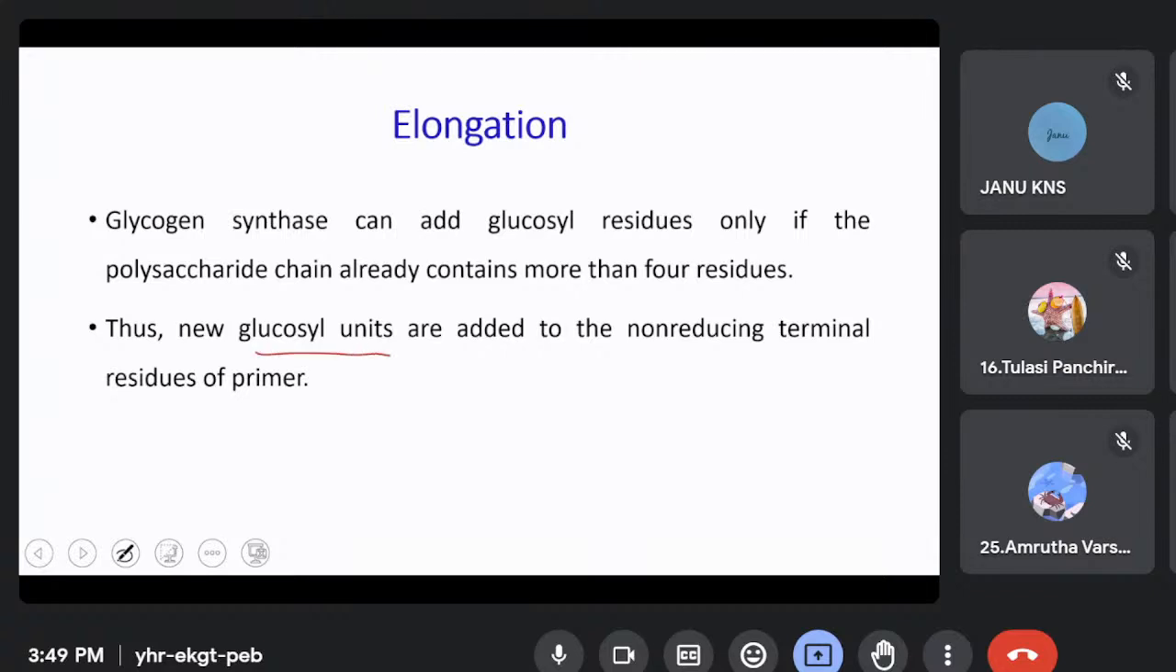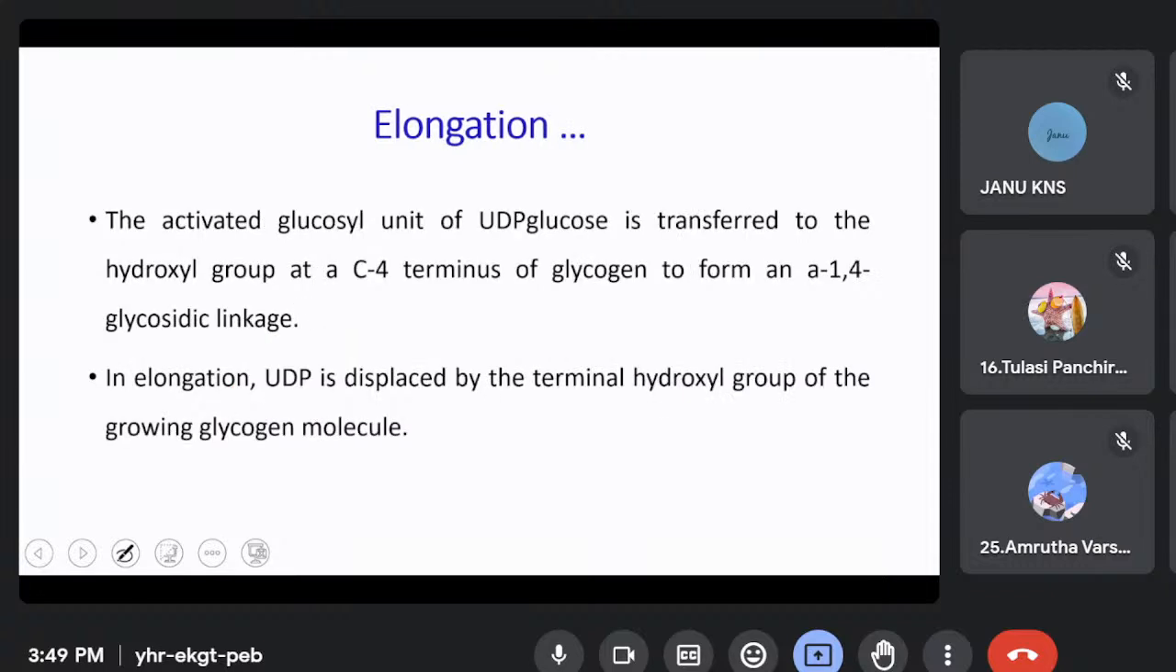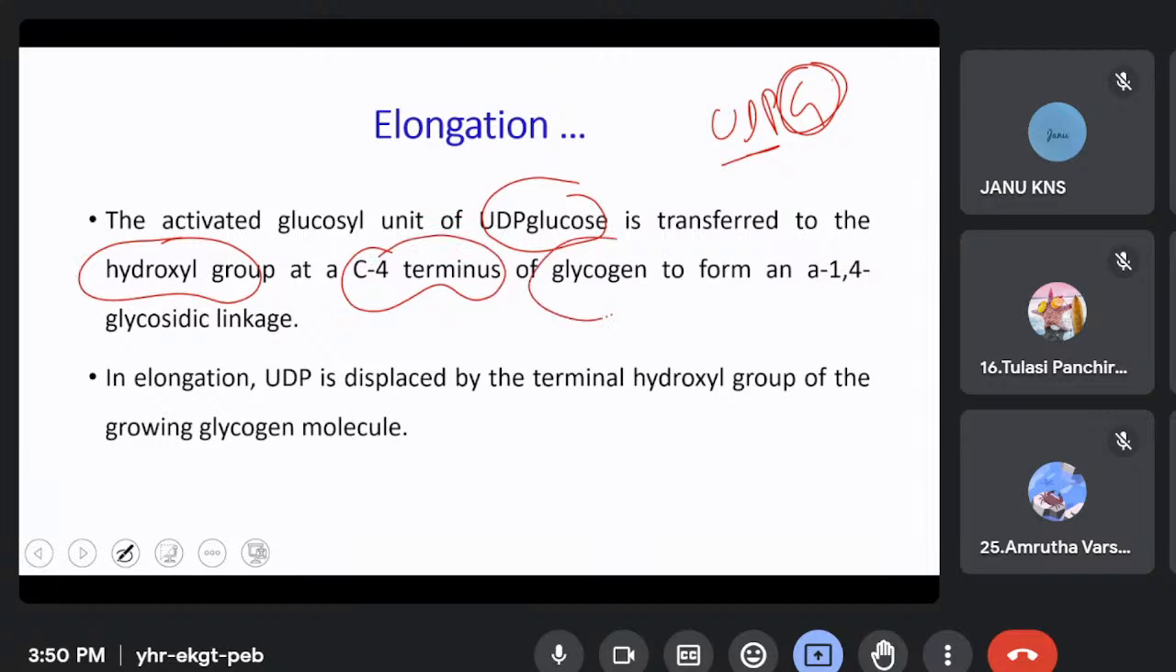Thus, new glucose units are added to the non-reducing terminal residues of the primer. Next, the activated glucosyl unit of UDP glucose, the activated glucose unit, that means UDPG. So this is activated, we are saying this glucose is activated glucose. So this activated glucose unit of UDPG is transferred to the hydroxyl group at the C4 terminus of glycogen, to form an alpha 1,4 glycosidic linkage.